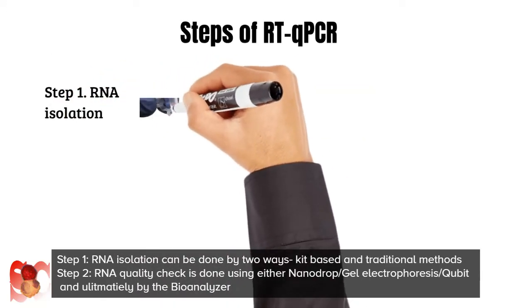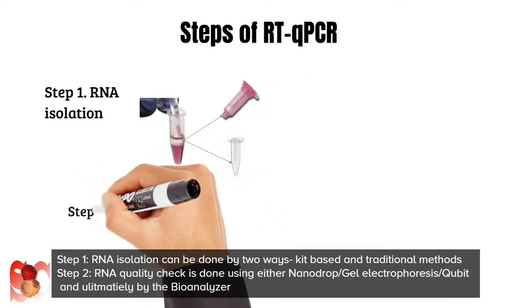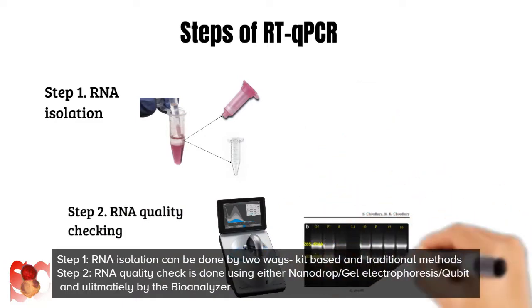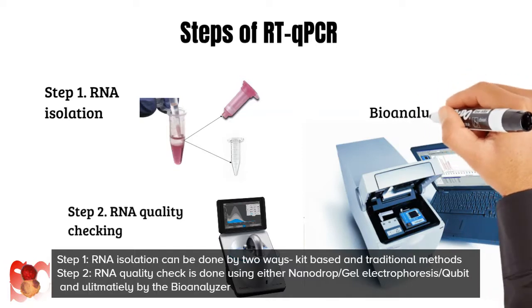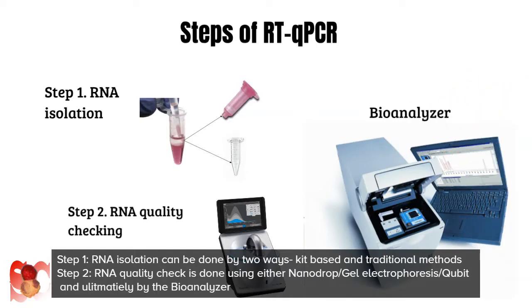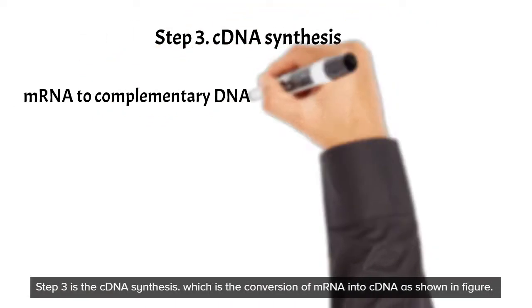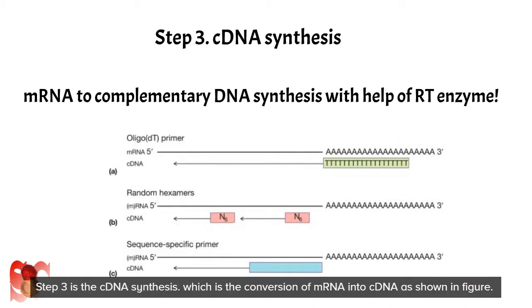RNA isolation can be done in 2 ways, kit-based and traditional methods. Step 2. RNA quality check is done using either NanoDrop or gel electrophoresis or Qubit and ultimately by the Bioanalyzer. Step 3 is the cDNA synthesis, which is the conversion of mRNA into cDNA as shown in the figure with the help of RT enzyme.